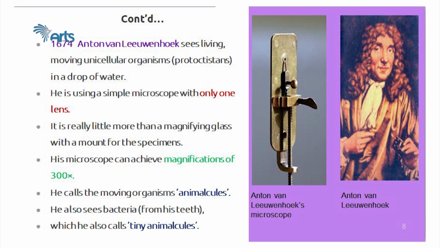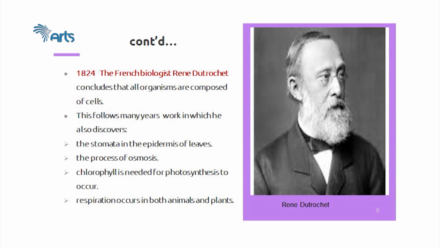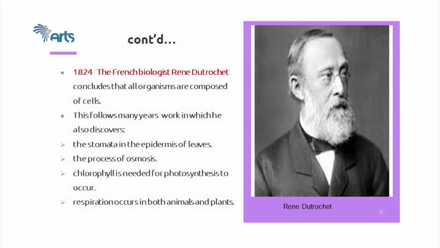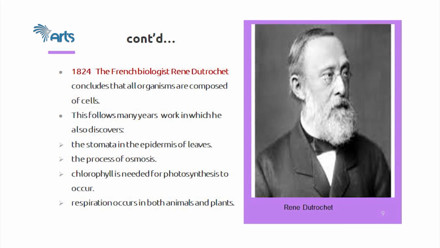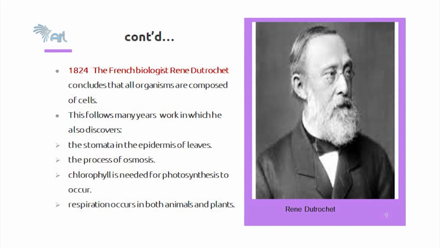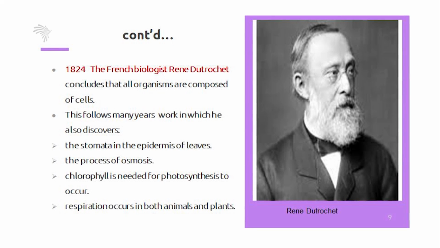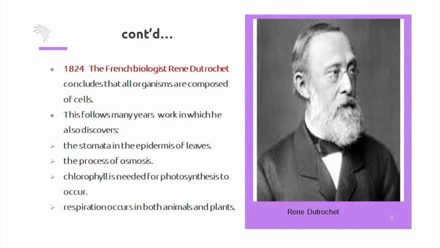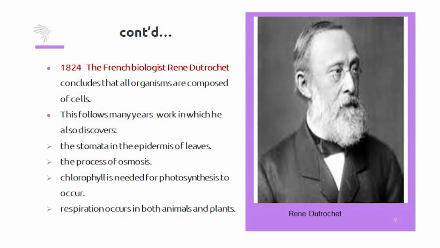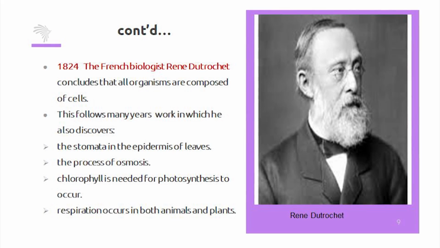And again, in 1824, the French biologist René Dutrochet concluded that all organisms are composed of cells. This followed many years of work in which he also discovered the stomata and the epidermis of the leaves, the process of osmosis, that chlorophyll is needed for photosynthesis to occur, and that respiration occurs in both animals and plants. So apart from his contribution to the cell theory, René also discovered many things that we have mentioned earlier.